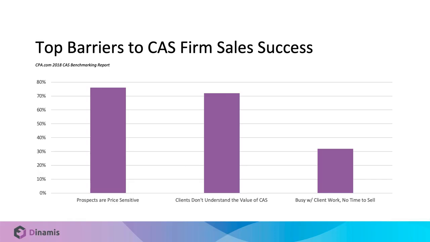In the sales portion of this benchmarking survey, they gave the top 3 reasons why accounting services providers felt like they were failing at closing sales. These are the top 3. Prospects were price sensitive, client value, client accounts, or they were too busy doing client work to find time to sell. And I'm going to knock these down in order. First, prospects are price sensitive.